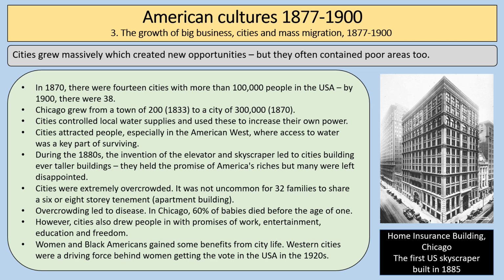Cities were very overcrowded. It was not uncommon for 32 families to share a 6 or 8 story tenement apartment building. Overcrowding led to disease. In Chicago, for example, 60% of babies died before the age of 1. Cities also drew people in with promises of work, entertainment, education and freedom. Women and black Americans gained some benefits from city life. Western cities were a driving force eventually behind women getting the vote in America in the 1920s.